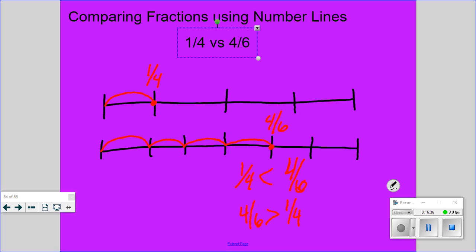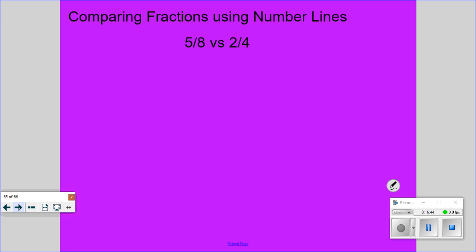We are going to do one more. I want you to work on this one first by yourself, and then we'll do it together. It says 5/8 versus 2/4. 5/8 versus 2/4. Who will win?